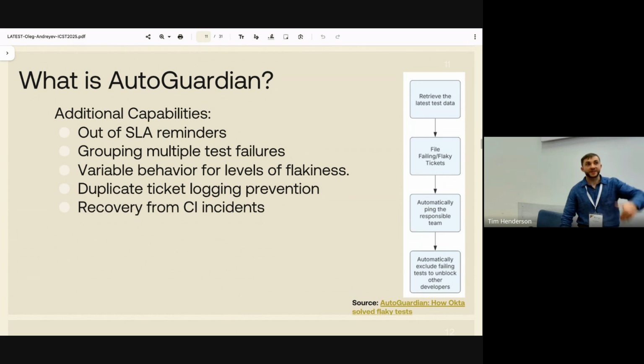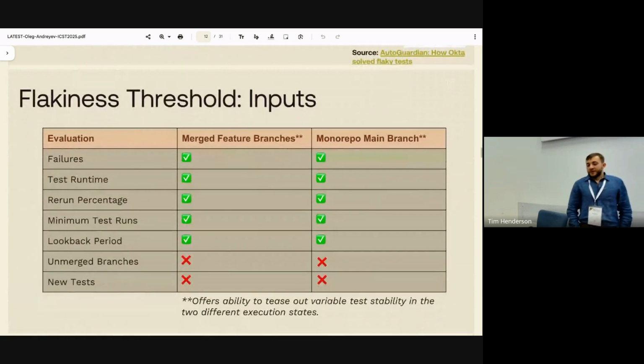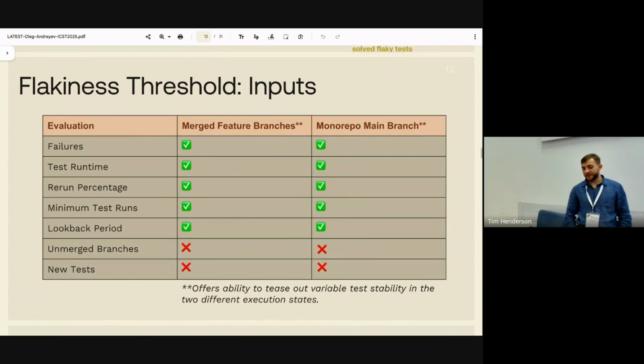When the ticket gets raised, we need to automatically close out the ticket, make sure tests don't get investigated. Developers don't waste time on something that's not flaky and not their fault. So developers who merge their code benefit from test skipping. They also benefit from the exclusion of known flaky tests. Such optimizations aren't present in the monorepo main branch.